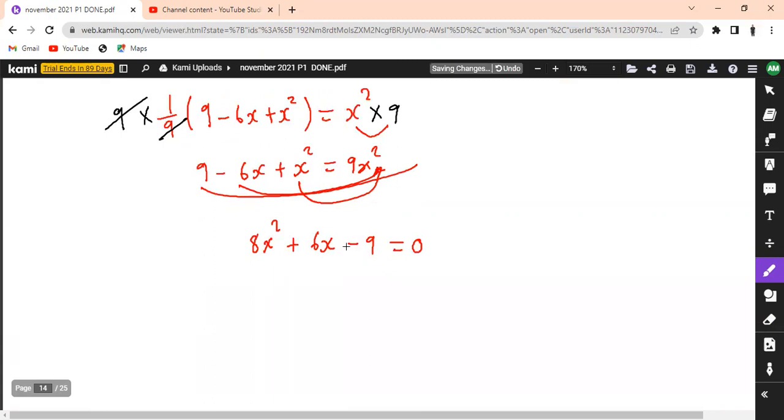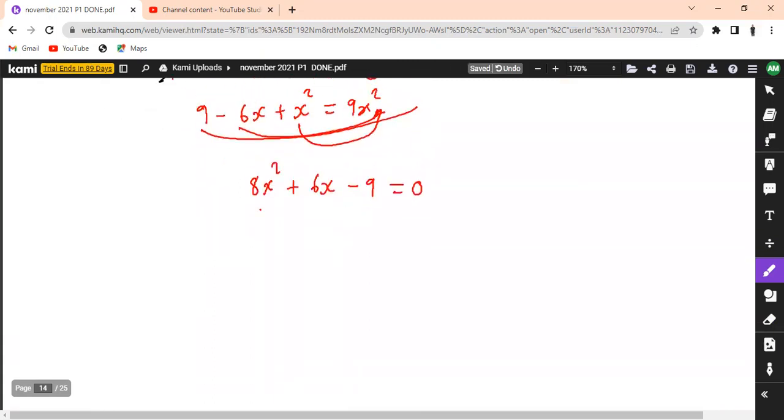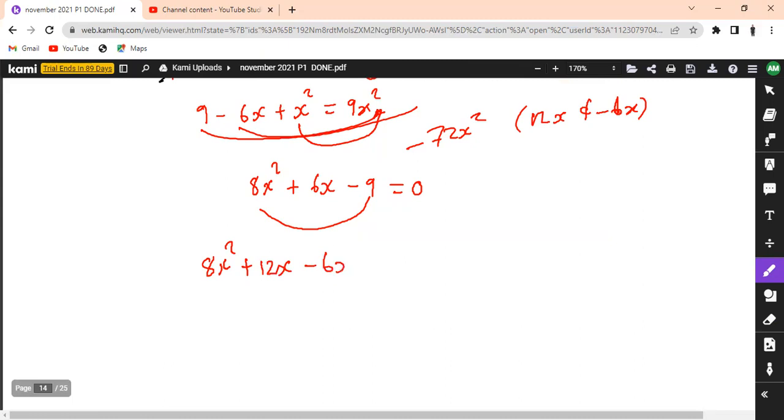Use your factorization, find factors, or just use your quadratic formula. You can just find factors of minus 72x squared. If you multiply this, it's going to be something like negative 72x squared. So therefore the factors, we have got 12x and minus 6x. We can actually work with these two factors. That's 8x squared plus 12x minus 6x minus 9 equal to 0 here.